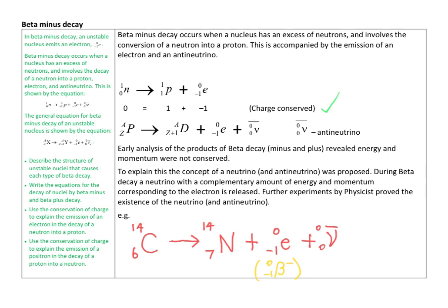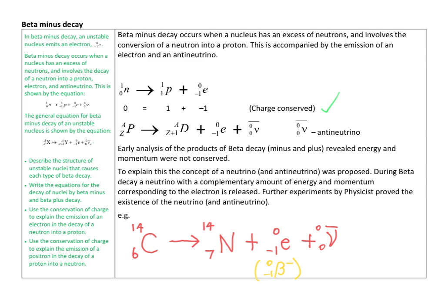So, hopefully I have described the structure of nuclei that causes each type of beta decay. So this is where there are too many neutrons. We've written equations for the decay here and here. Use the conservation of charge to explain the emission of an electron. We talked about that here. Use conservation of charge to explain the emission of a positron. Okay, that's in the next one. We'll talk about that. So, hopefully you can see how we've ticked all these success criteria here.